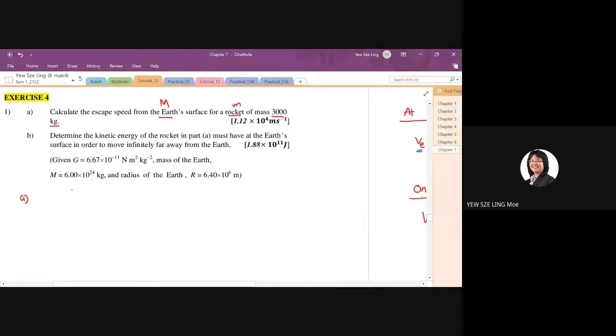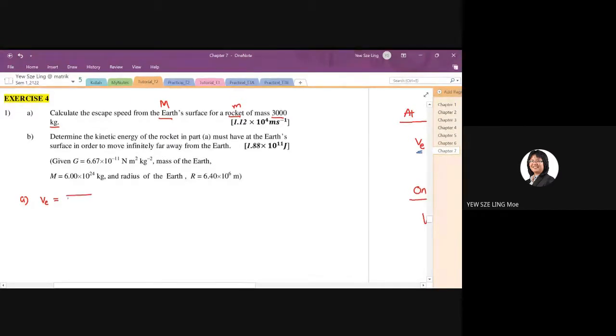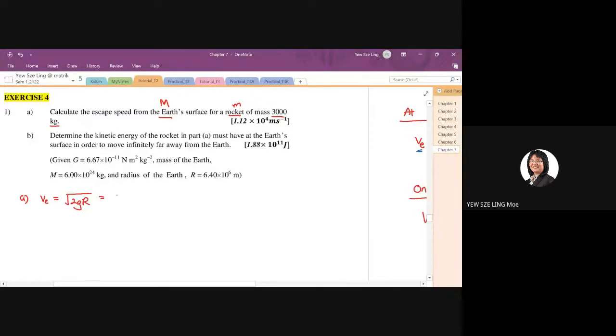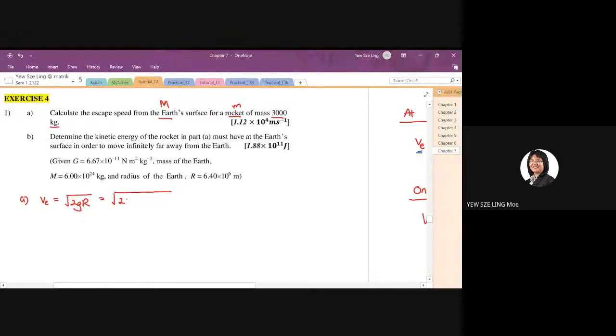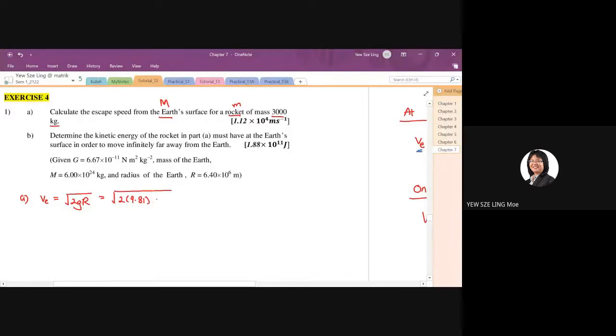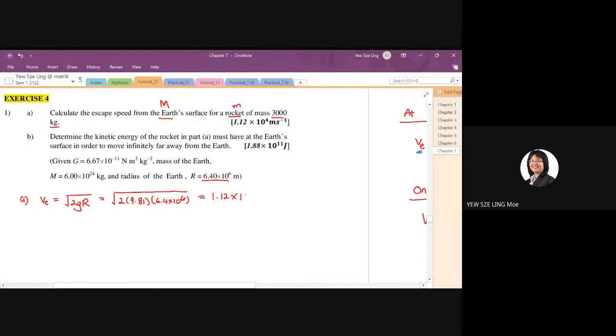So what are we going to do in question A? It's very simple. Since it says you place it on the Earth's surface, let's try the second equation, V_E equals the square root of 2gR, which equals the square root of 2 times 9.81 times R, given as 6.4 times 10 to the power of 6. You calculate it and you should obtain 1.12 times 10 to the power of 4 m s^-1.